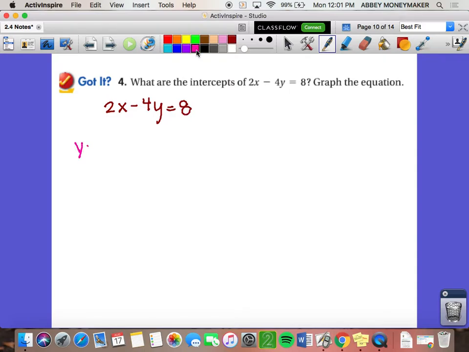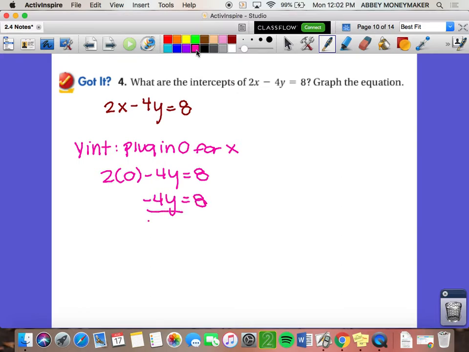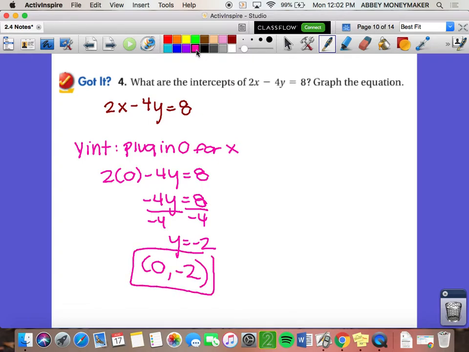If I want to find the y-intercept, we plug in 0 for x. To find the y-intercept, we plug in 0 for x. So we have 2 times 0 minus 4y is equal to 8. That gives me negative 4y is equal to 8. Divide by negative 4. That gives me y is equal to negative 2. So I would have the point (0, -2). That's my y-intercept.